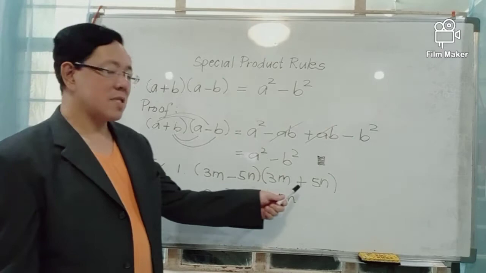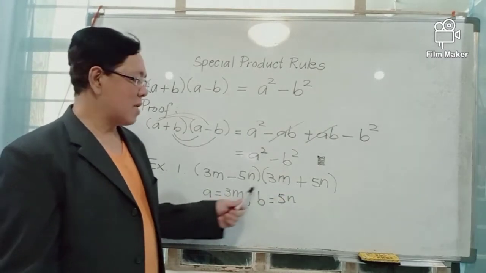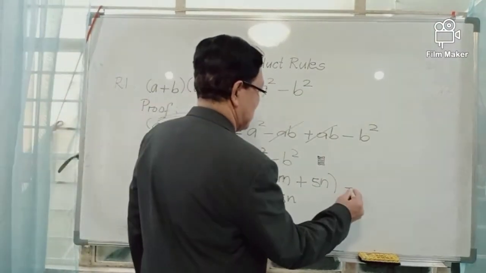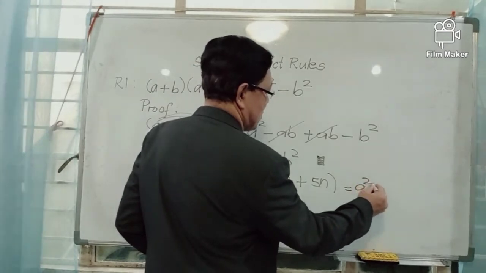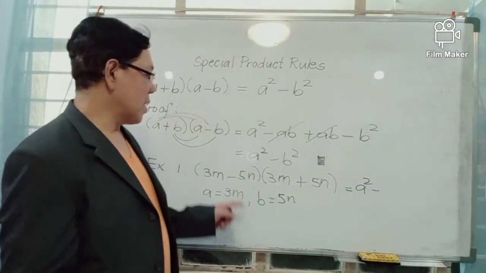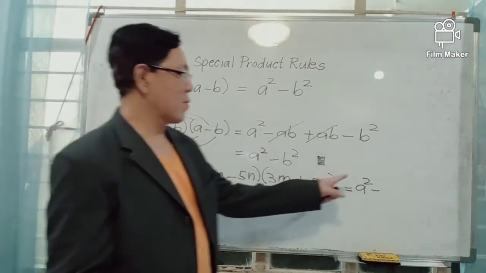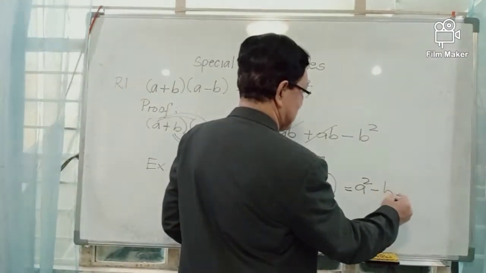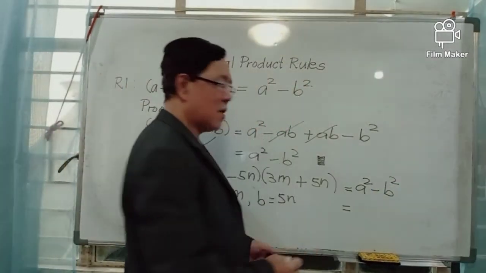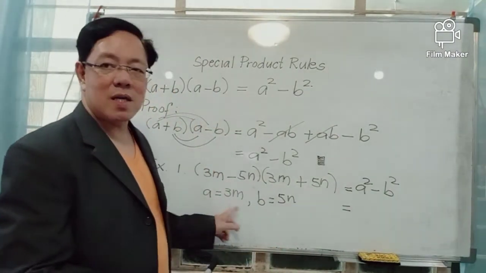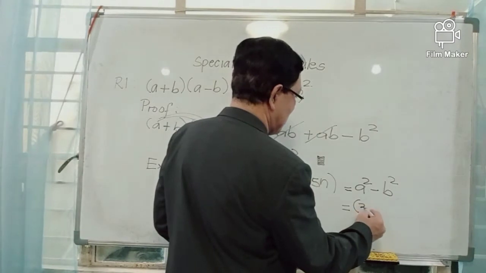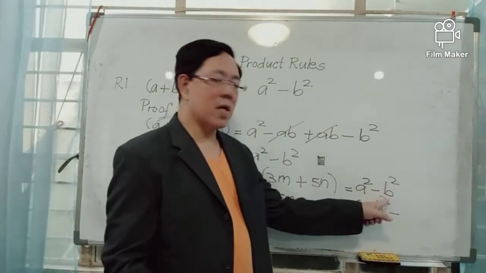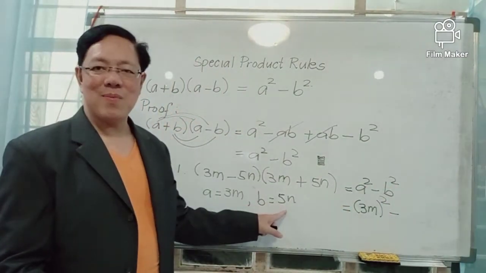And the product of a sum and difference, or the product of a difference and sum, is equal to the square of A by special product rule number 1. The product of a sum and difference is the square of A minus the square of B. And we replace A with its value. A is 3m. The square of 3m minus the square of B. B is 5n.